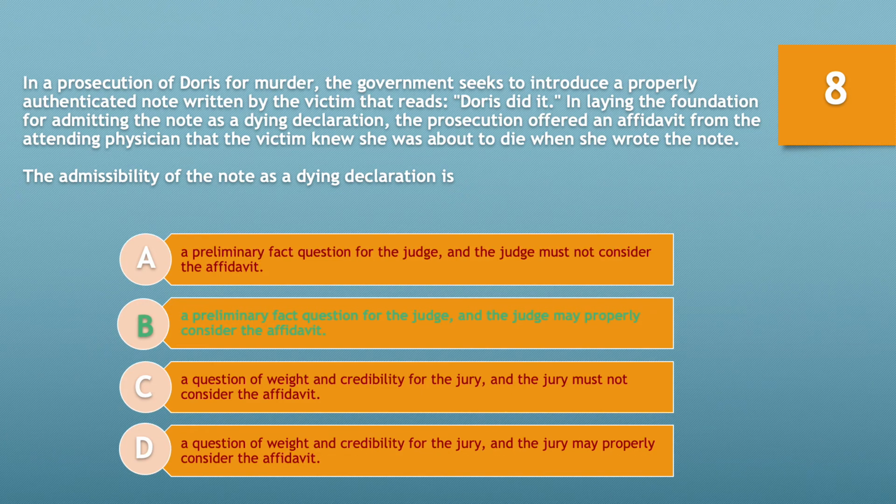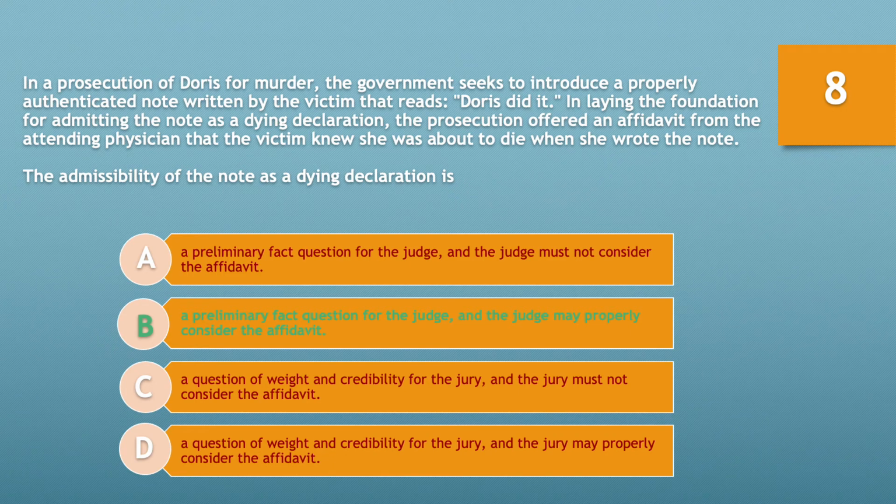If you chose option B, you'd be correct. A preliminary fact question for the judge, and the judge may properly consider the affidavit. Under the Federal Rules of Evidence, the court must decide any preliminary questions about whether a witness is qualified, a privilege exists, or evidence is admissible. In so deciding, the court is not bound by evidence rules, except those on privilege.